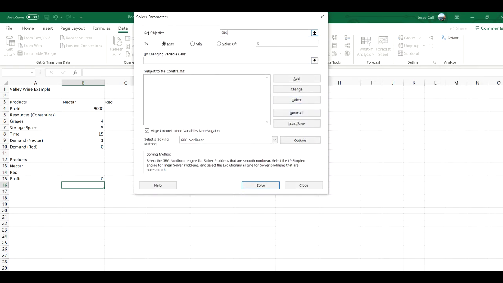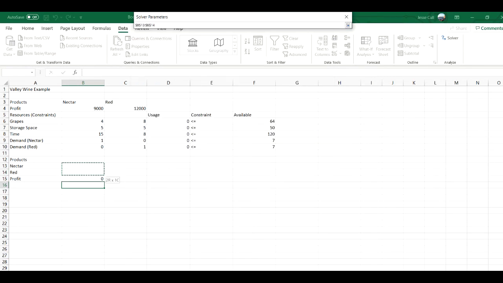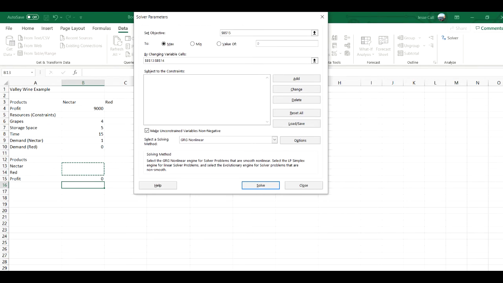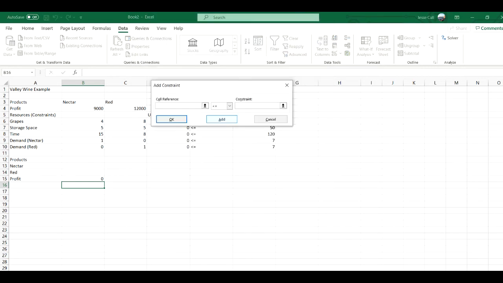So the first one, we're trying to determine total profit, which is B15. We're changing to maximization. We're changing 2 cells, 13 and 14. That's the computer is going to figure out how much nectar and how much red to produce. We're going to make it simplex LP as always, because we want it to be a linear function. And then we add in our 5 constraints here.